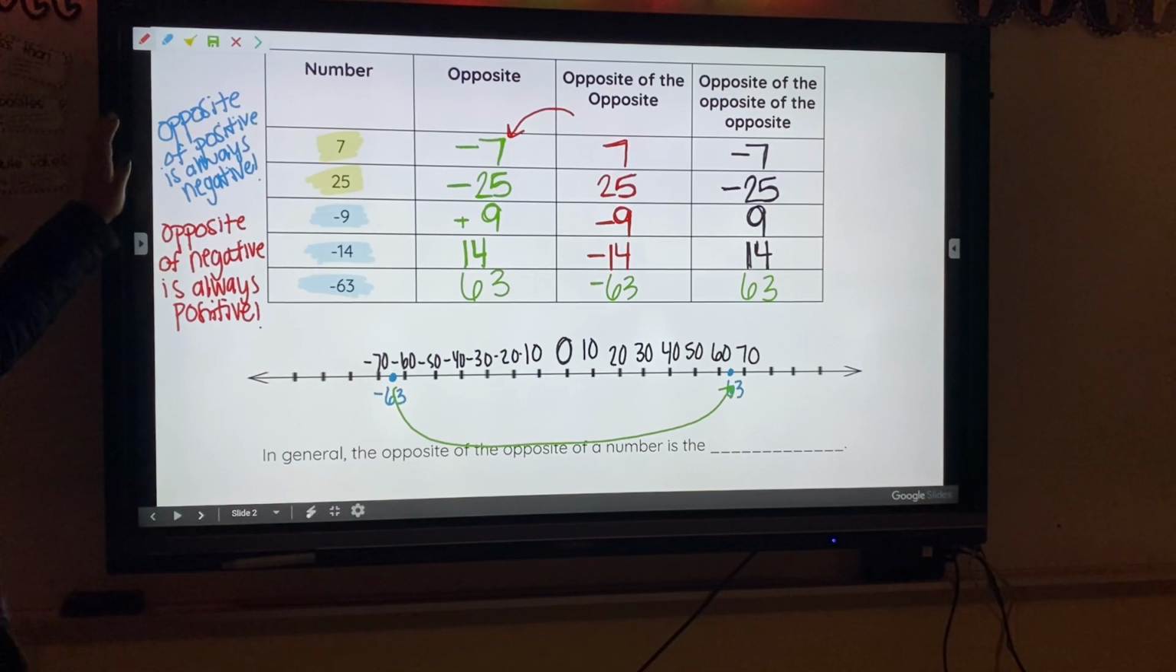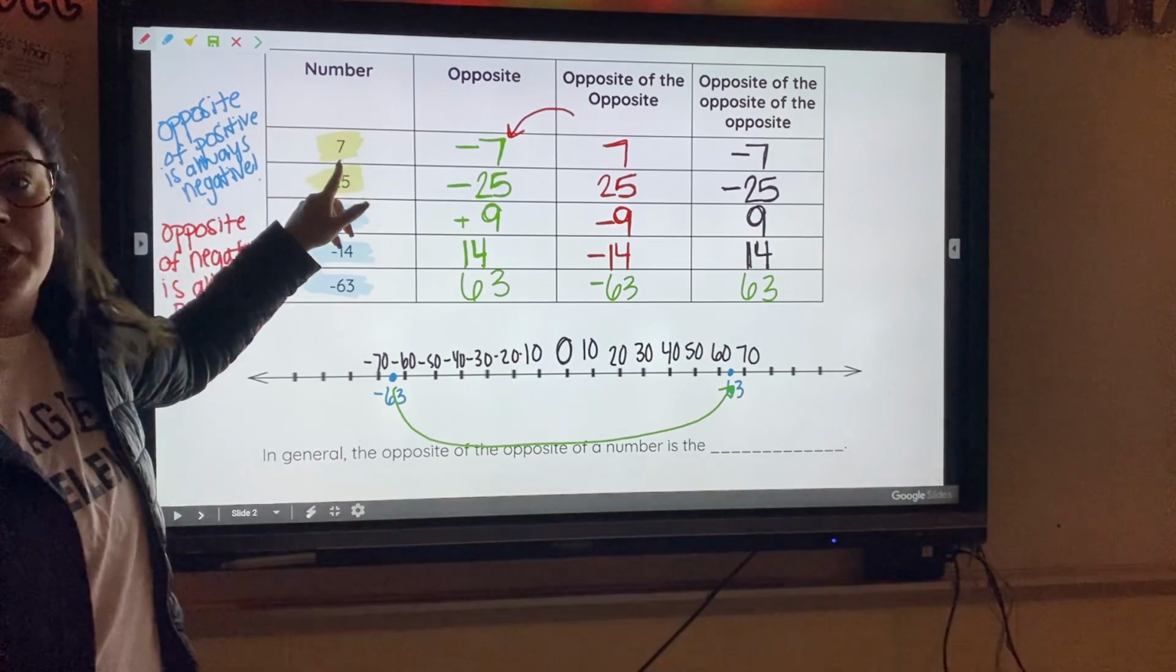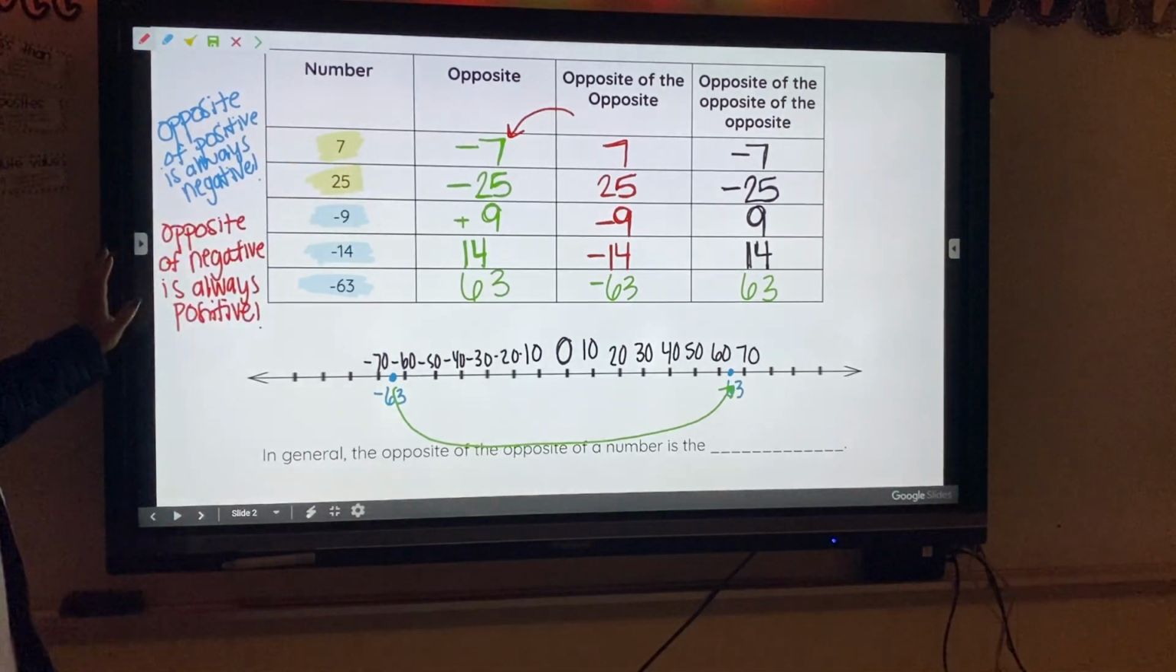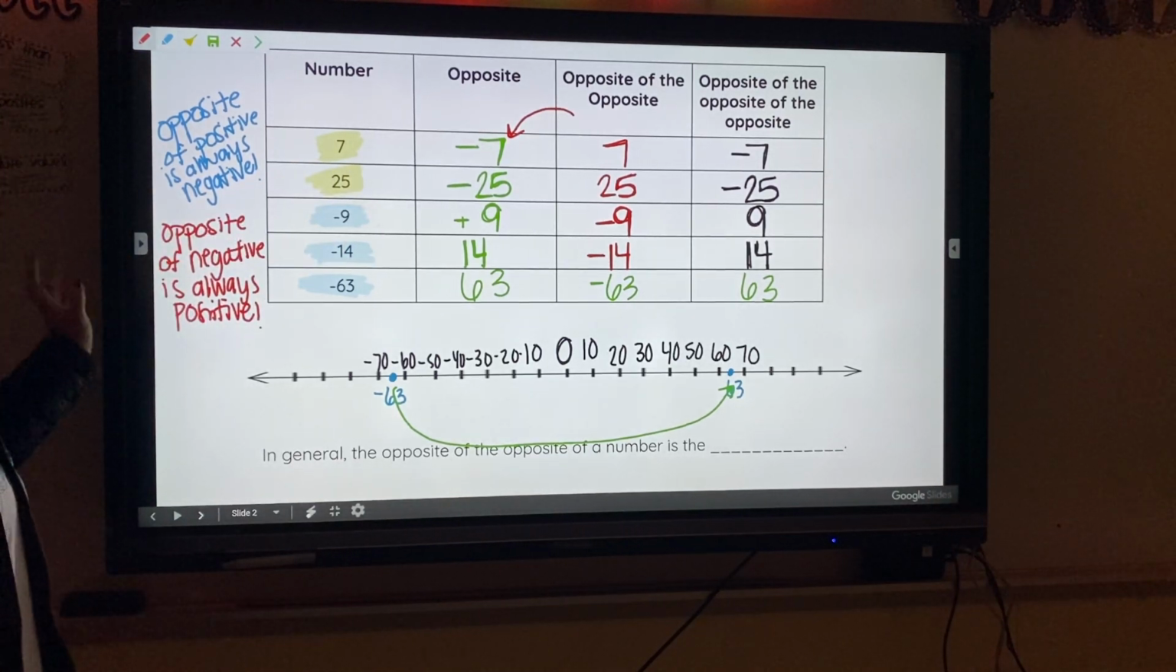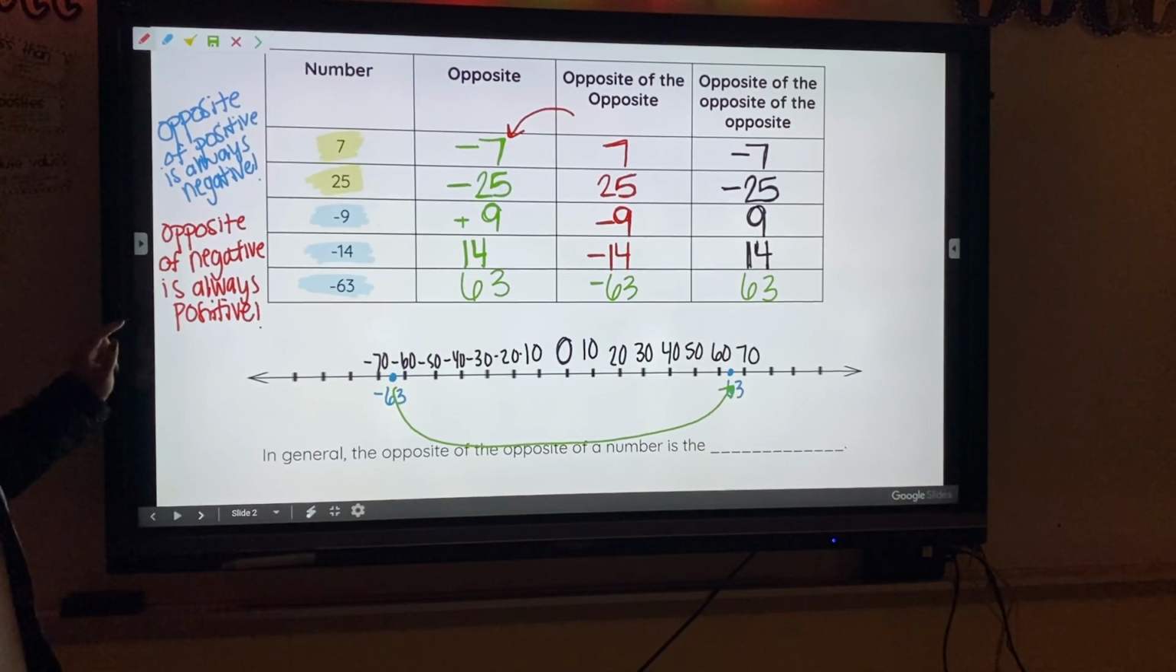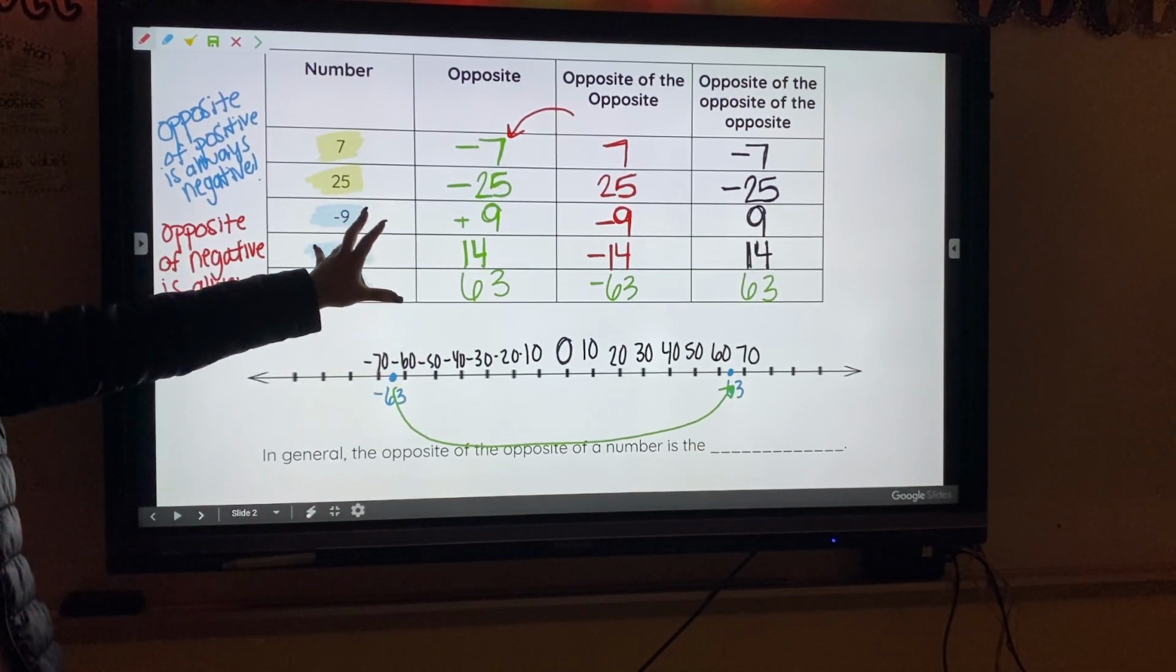So the opposite of a positive is always negative. It's always going to be the negative with the same digit. And then the opposite of a negative is always going to be the positive with the same digit, as you can see in our table.